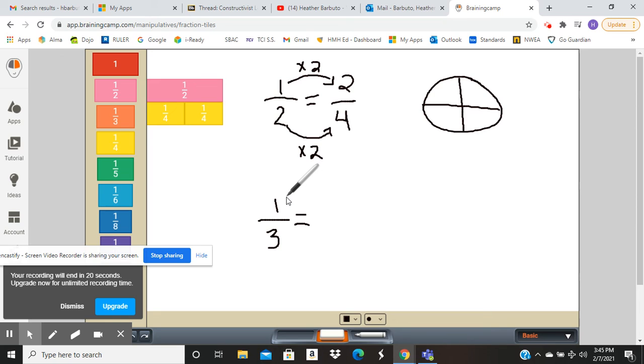So pick any number you want and multiply it times the top. So let's say they pick 3. They're going to multiply the 1 by 3 and this 3 by 3. And now they'll have 3/9, which is equal to 1/3. And there we have equivalent fractions.